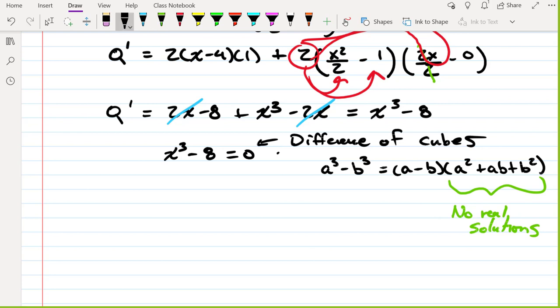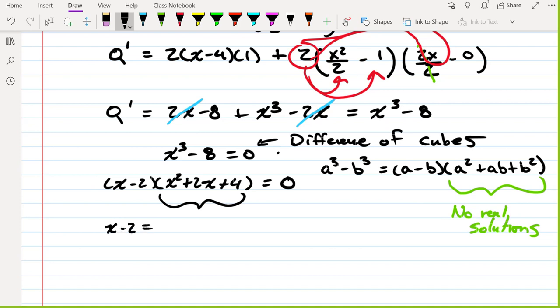So we factor this, and we're going to have x minus 2 times x squared plus 2x plus 4 is equal to 0. And if you checked this, as I just mentioned, using the quadratic formula, you'll discover that you get two complex or imaginary solutions. So then our only critical number comes from x minus 2 equals 0. So we add 2, add 2. So our critical number is at x equals 2.